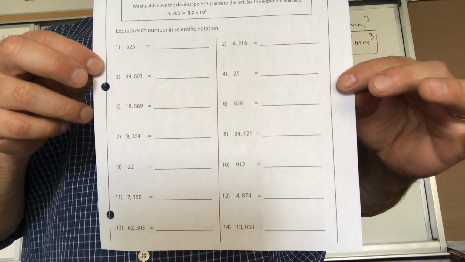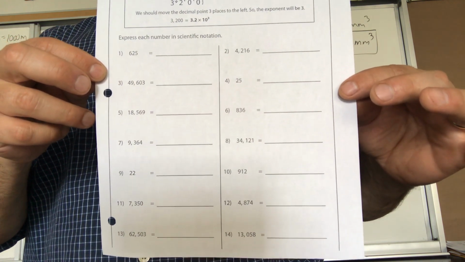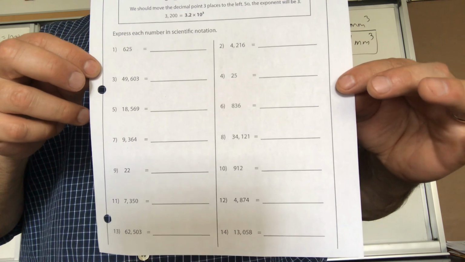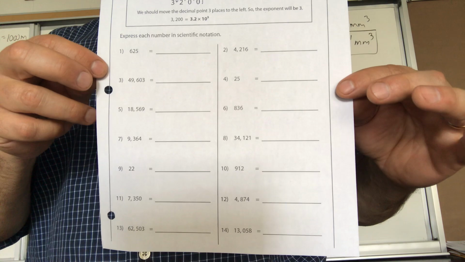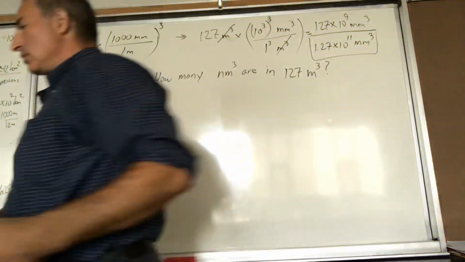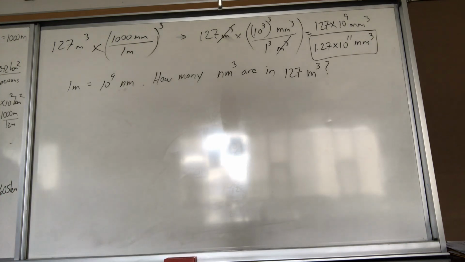You can do that for homework. It shouldn't take you more than 5 minutes. If it takes you more than 5 minutes, you haven't learned it sufficiently well. It's really a quick exercise and just a quick review of what you should know already. So we'll do that tomorrow.